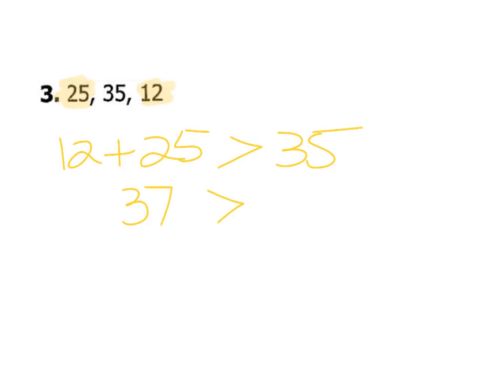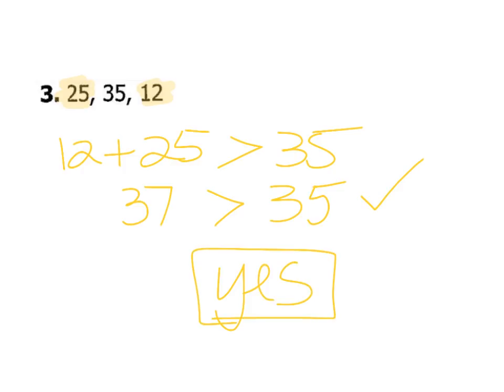Number 3, identify the two smaller sides. So 12 and 25 would be the two smaller sides. So those are the ones we want to add together. So we would say 12 plus 25, is that greater than 35? Now when we add those together, we get 37. Yes, 37 is greater than 35. So yes, these side lengths could form a triangle.